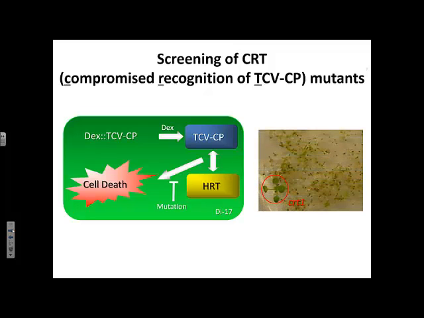So here is the actual genetic screening, and as anticipated, the vast majority of them died, and there were several occasional survivors named crt1. That's compromised recognition of TCV-CP, and this is the one that I'm going to talk about today.